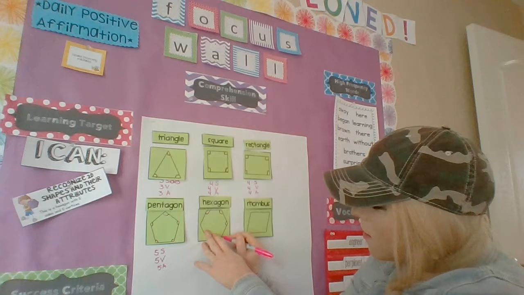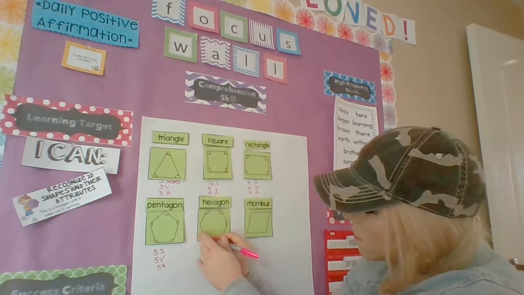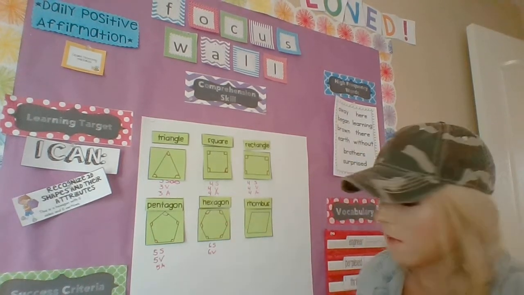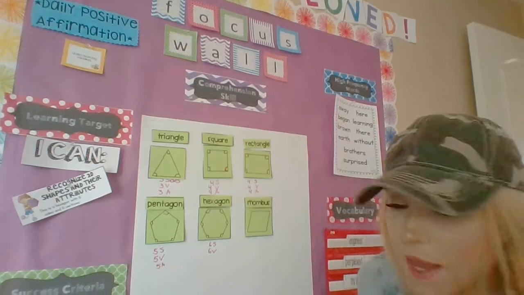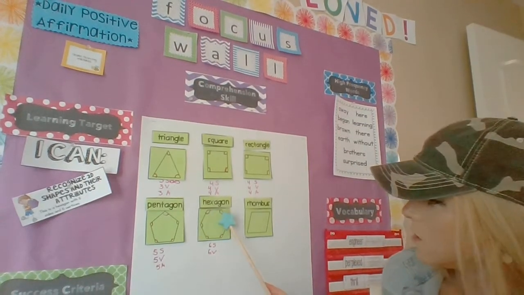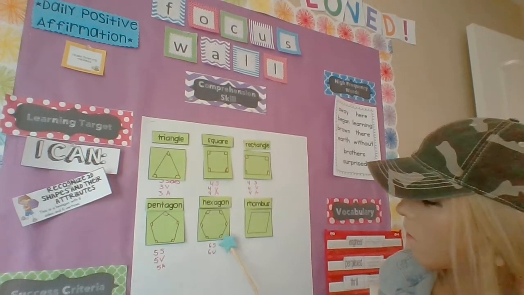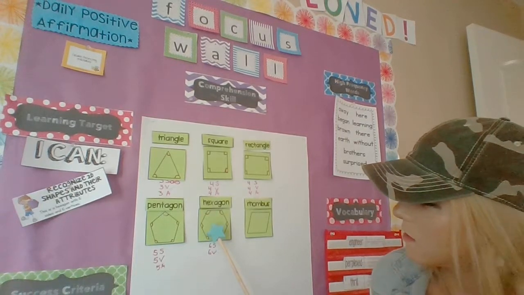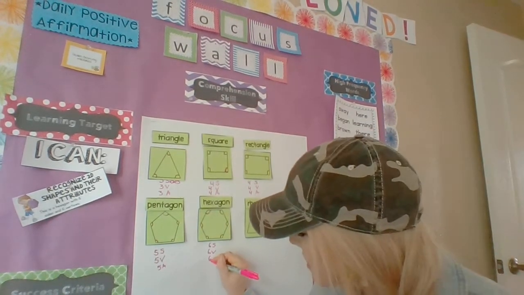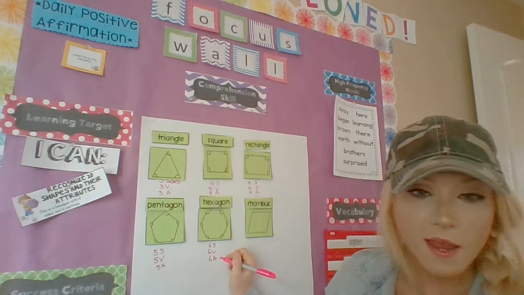Let me draw them first. Excellent. Ready? Let's count the angles. Begin. 1, 2, 3, and 6. We're going to do 6 A for angles.